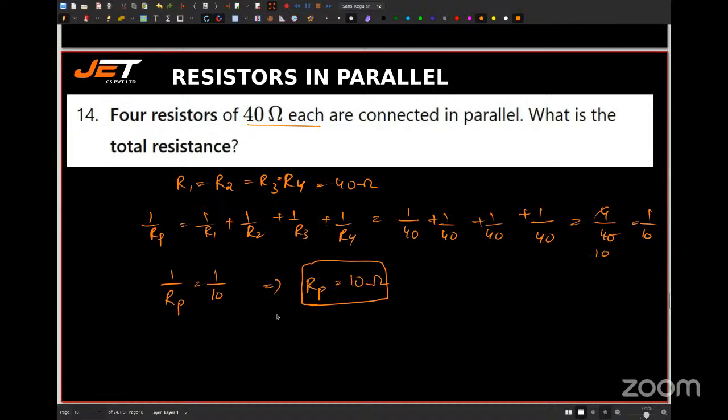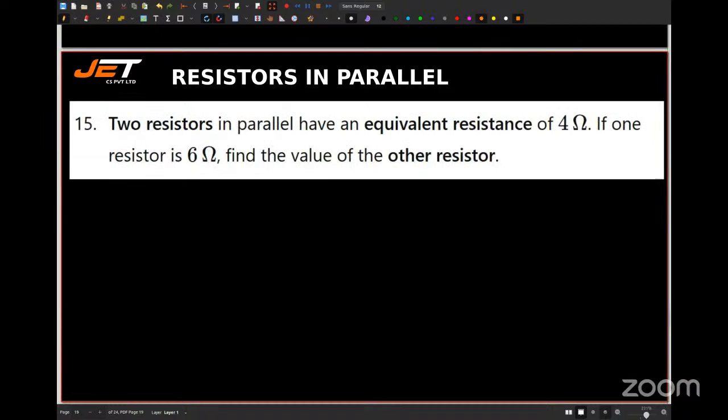Yeah, correct, Harish. So moving on. Two resistors in parallel have an equivalent resistance of 4 ohms. If one resistor is 6 ohms, find the value of the other resistor. So the total resistance is given: RP is equal to 4 ohms. R1 is given as 6 ohms, and we need to find out what is R2.